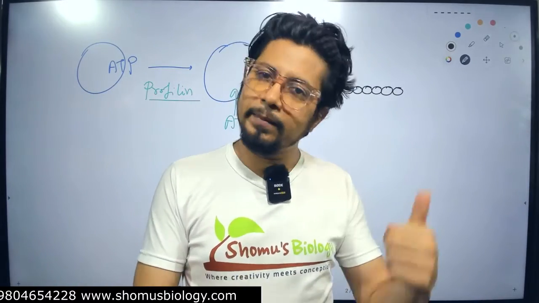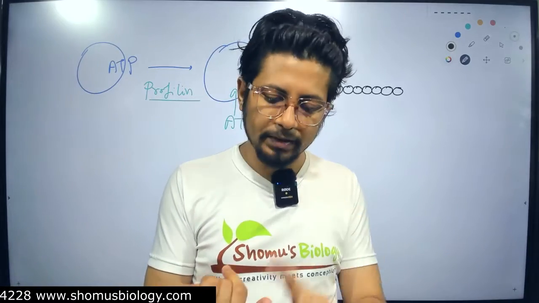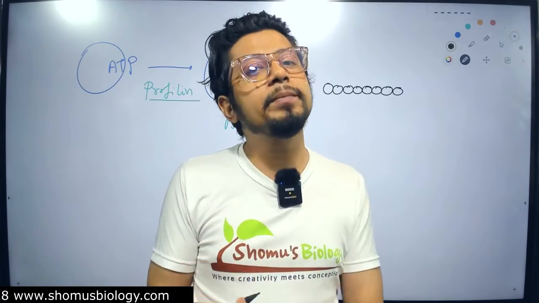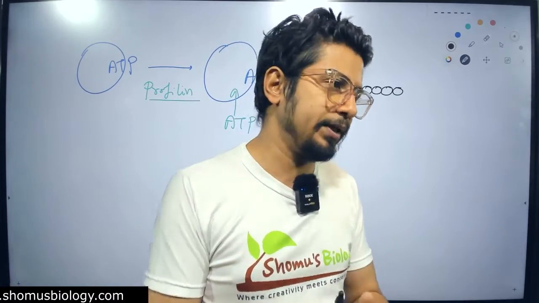One is the microfilament, means the actin filament, the same thing. Microfilament and actin filaments are same thing, the thinnest. Then we have intermediate diameter, intermediate filaments. Then we have microtubules, the largest diameter.